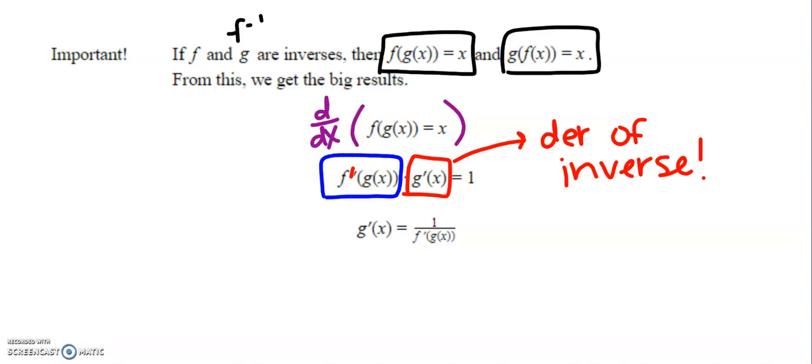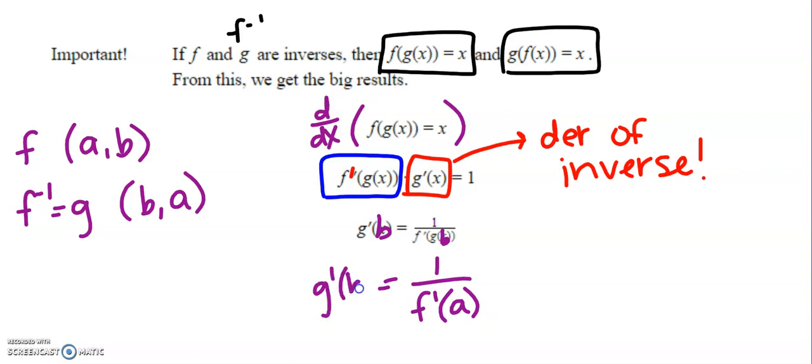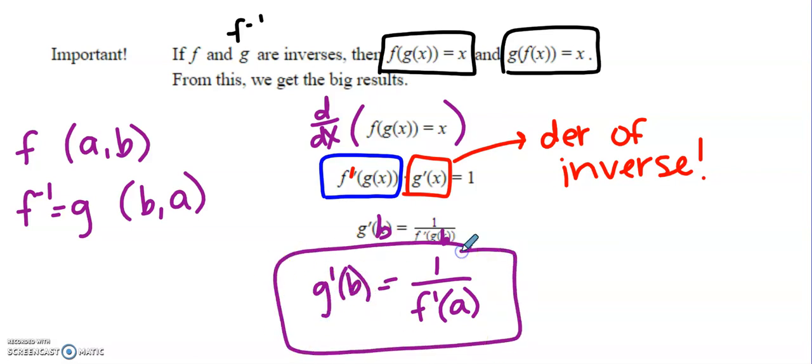Something that we want to note then is on the original function, f, we would have had the point a comma b, in which case f inverse, which is really g, has the point b comma a. So g prime of b is equal to 1 over f prime of g of b, which is really a. And if you're like, what just happened? That's okay. We're going to practice this.